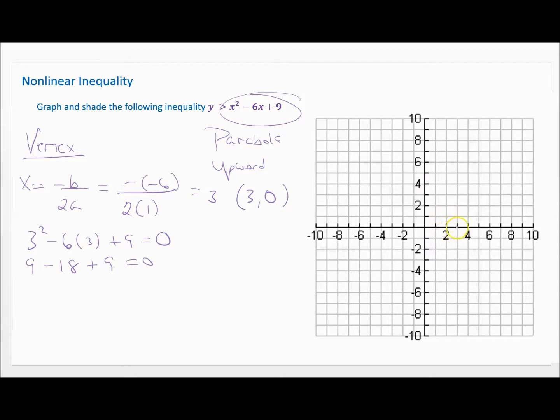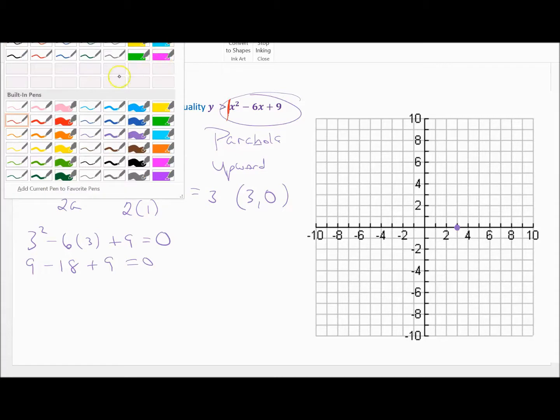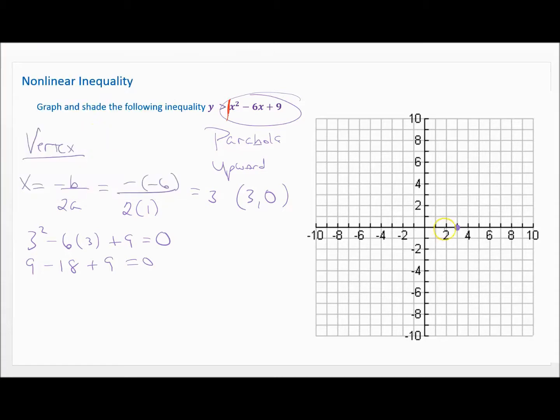So I go over to (3, 0). Remember, we said that this parabola opens upward, and it's not stretched. Remember, we've got a 1 right here in front of my x squared, which means it's not stretched at all, which means that my next points are on each side of the vertex, just up 1. So up 1 at 2 and up 1 at 4. Do I use a solid or a dashed line? This is a dashed line problem because of the greater than.